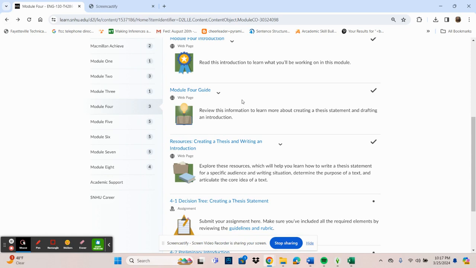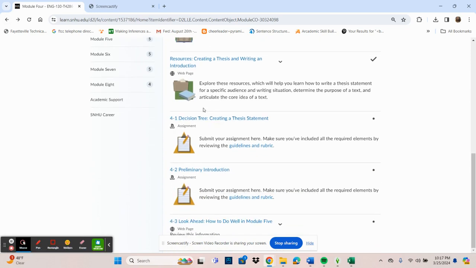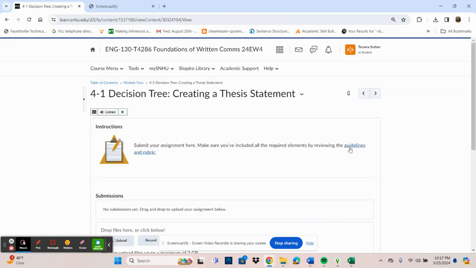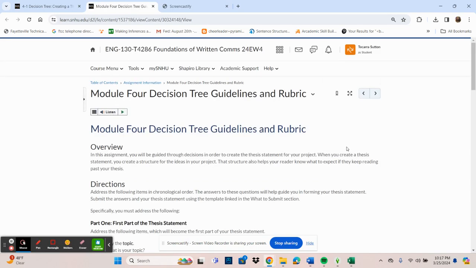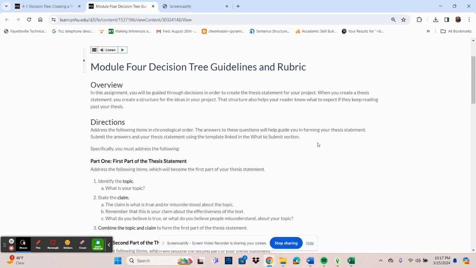Okay. All right. So once you've looked at all of your resources, it is time to start our first assignment, 4-1 Decision Tree, creating a thesis statement. So we're going to click it here. And what we always do is we look at our guidelines and rubric. Remember, if you see blue text, click it. Good job. Okay. So for Module 4, Decision Tree Guidelines and Rubric, it just talks about what we're going to do here.